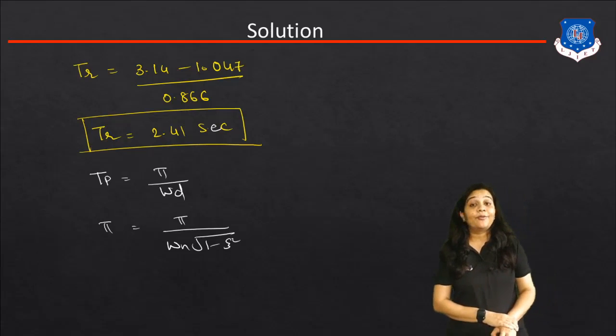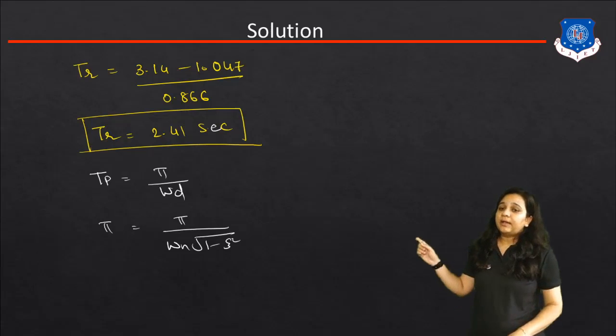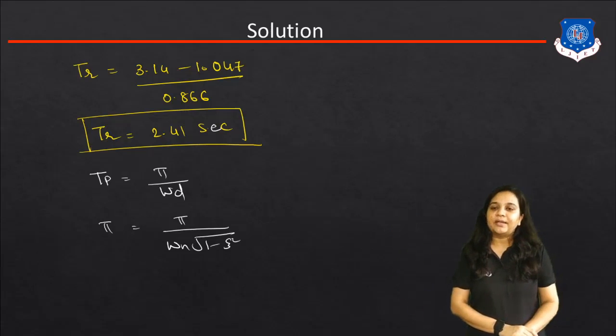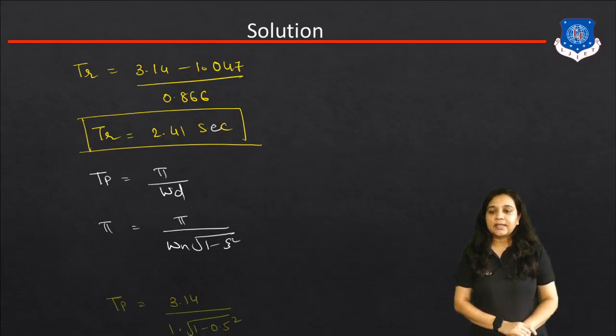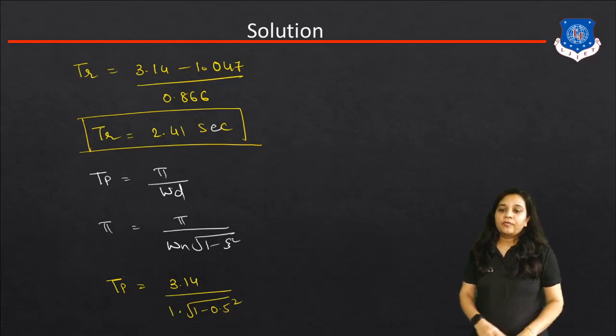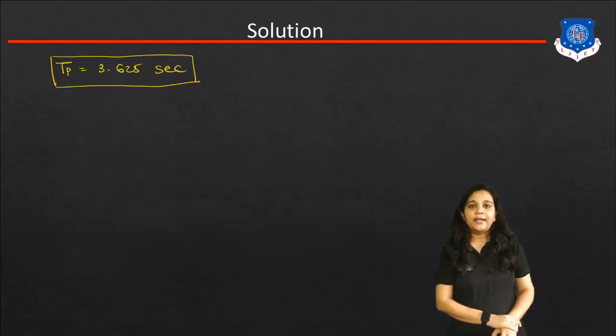Okay, next we have to find the value of peak time. The equation of the peak time is tp = π/ωd, and ωd = ωn√(1 − ζ²). So put the values of ωn and ζ in this equation. We get 3.14/(1 × √(1 − 0.5²)). Okay, so tp is equal to 3.625 seconds.